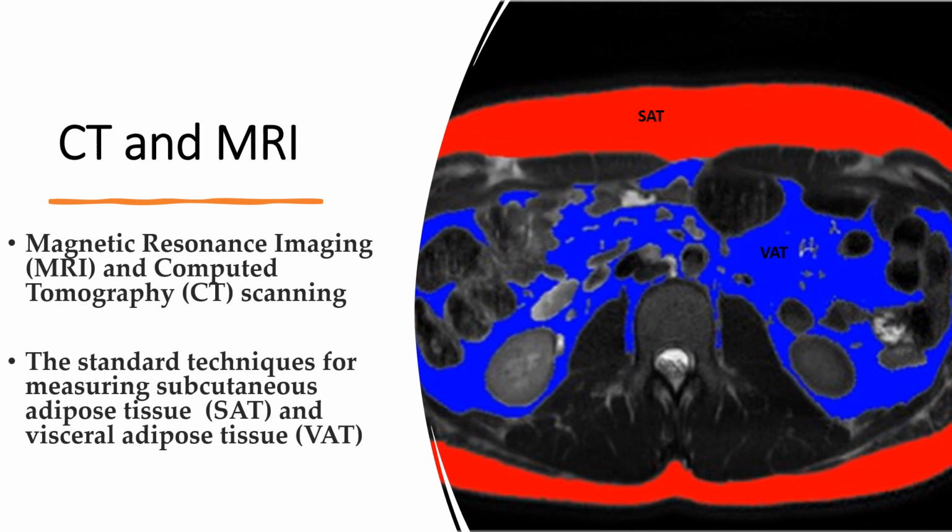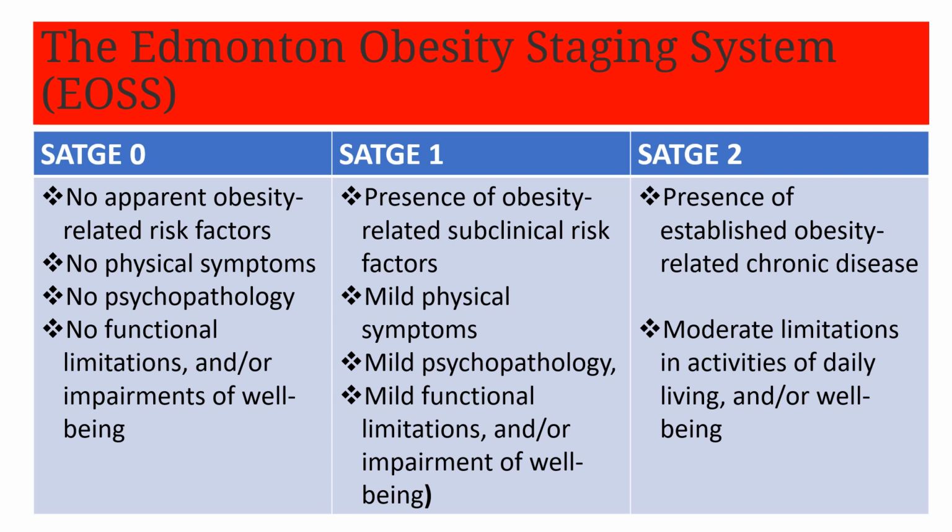Magnetic resonance imaging and computed tomography scanning are considered the standard techniques for measuring subcutaneous adipose tissue and visceral adipose tissue. After diagnosis of obesity, obese patients should be risk stratified based on morbidity and health risk profile. The Edmonton Obesity Staging System is one of the most commonly used systems that classifies obese individuals into 5 stages.